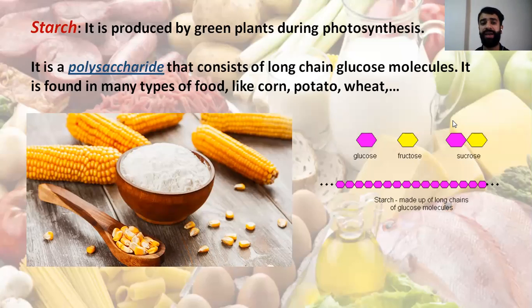These polysaccharides are found in many types of food, like corn, potato, and wheat. So here we have the starch. Starch is made up of long glucose molecules. So glucose molecules in a long chain, we call it starch. And starch is a polysaccharide. Polysaccharides are long chains of glucose.